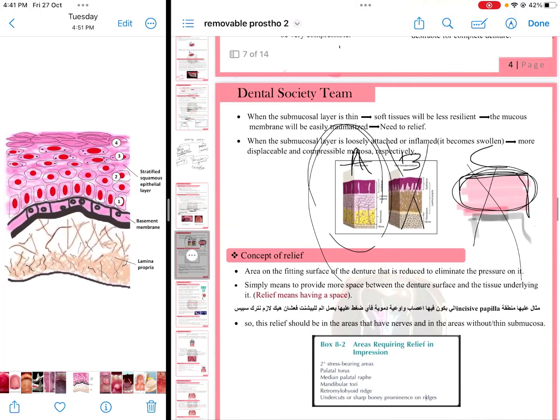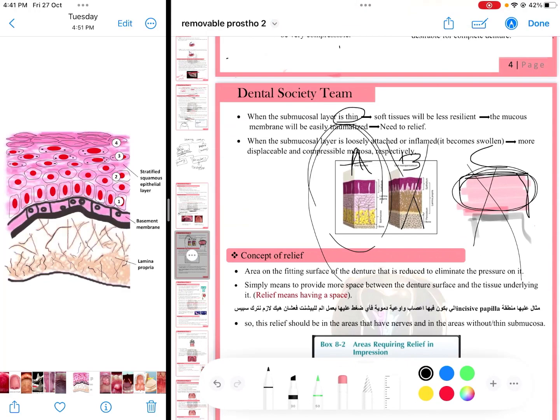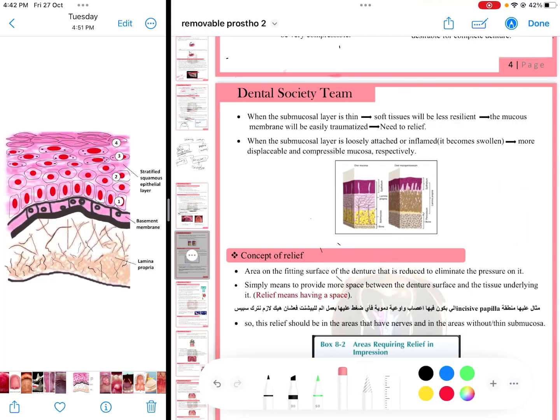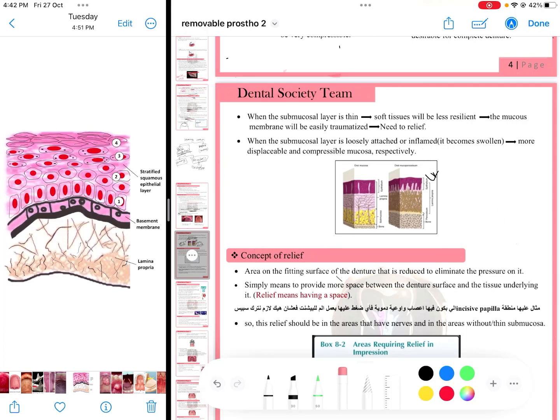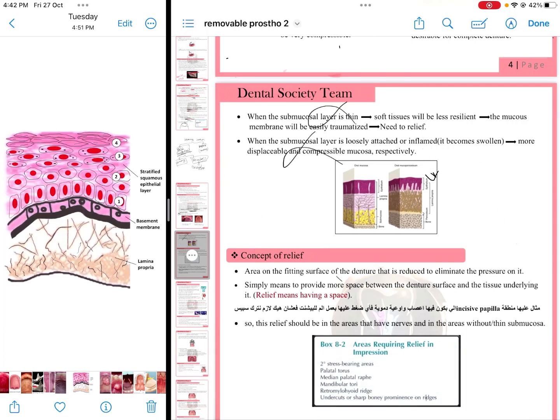As we said here, when the submucosa is thin, it will be less resilient, easily traumatized, and it needs relief. We will talk about the meaning of relief. Also, when the submucosa is loosely attached, which means very thick, or inflamed, it will become swollen, also very thick. So it will become more displaceable and compressible, and we don't want it like this or like this.